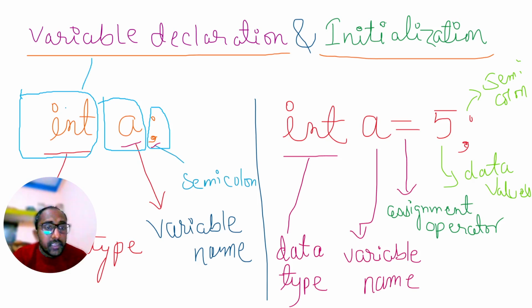This is called variable declaration, and if we put a value, we keep the value, that is called variable initialization. And how do we initialize the value? We have to use an assignment operator to assign a value to the variable. So we can practice here, variable declaration and variable initialization.